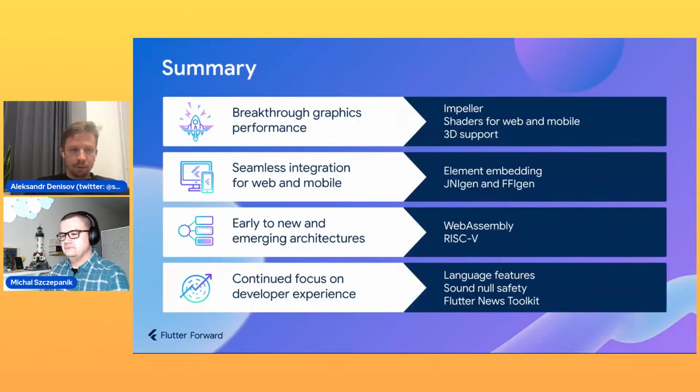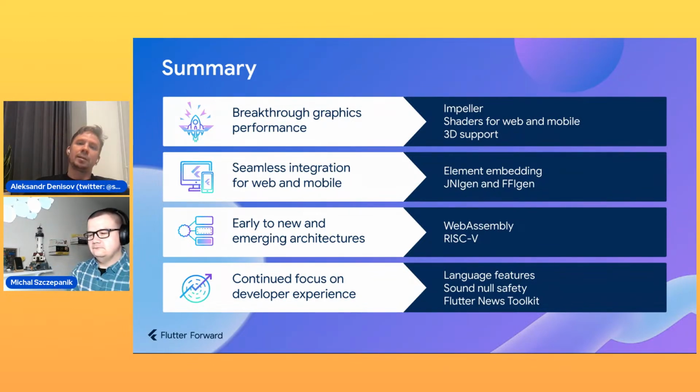So it's a summary, just the directions that I mentioned in the beginning and which functionality was implemented in these directions. Breakthrough graphics performance, Impeller, shaders for web, 3D support, element embedding, and Gen and 5Gen. Generally better integration with the existing native code for the platforms; we are talking here about the mobile ones. Support of new architectures, WebAssembly and RISC-V, and improvements for developer experience.